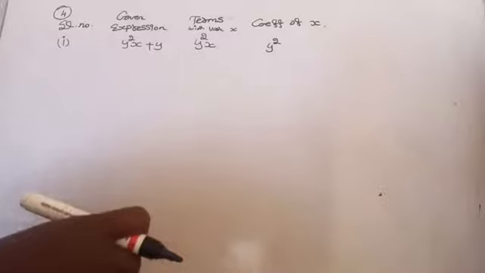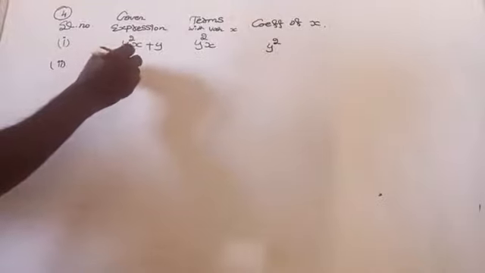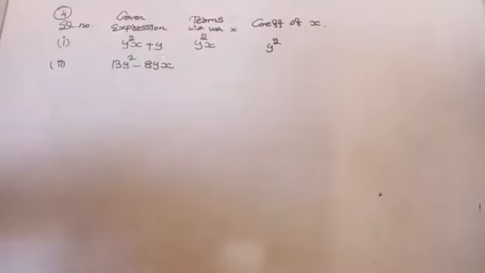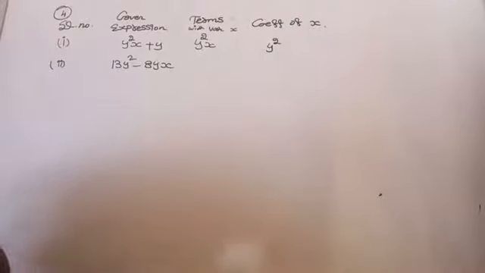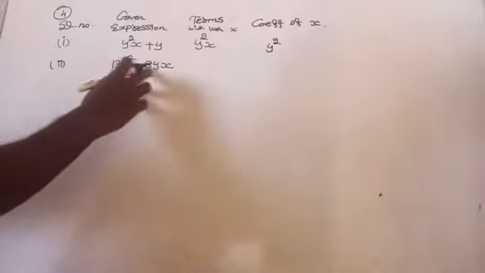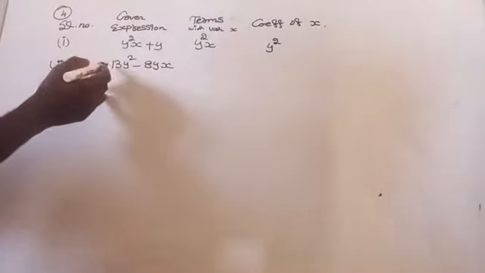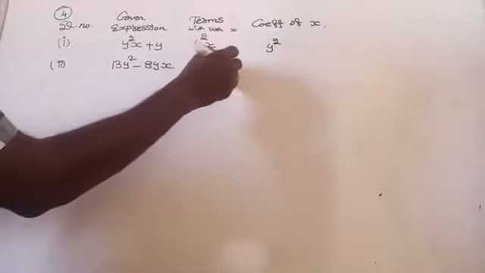Yeah. Now come to the second part. That is 13y square minus 8yx. So it is a binomial because it has two terms. Now the term which contains the variable x is what? This is the term which contains the variable x. Here we don't have any x variable. So this is the term which contains the variable x.